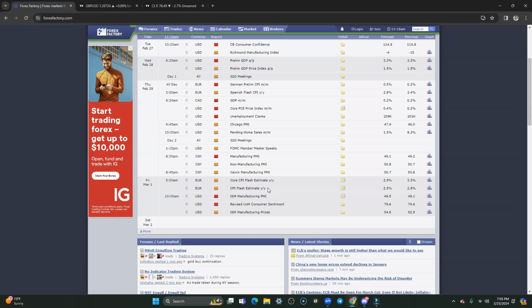I'm still gonna be trading the same thing I'm trading next week. I'm still not trading GJ. I'm gonna be trading GU, US 30, and NAS 100. Those are the only three I'm looking at. Of course, I'm gonna look at other charts that people send to me in the morning, but I'm mainly focusing on those three.